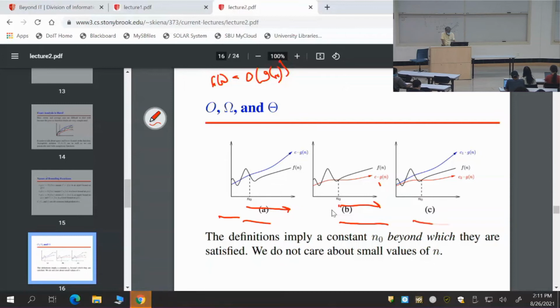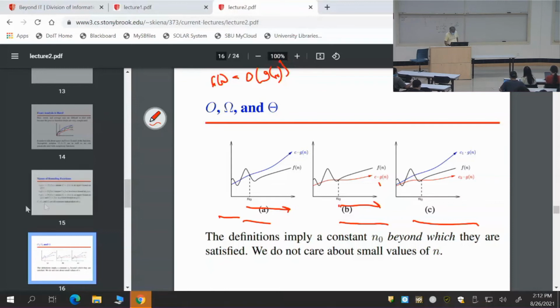And here is the theta case. We have two constants, one of which times g of n gives me an upper bound, and the other gives me a lower bound. Okay? And if g of n is both an upper bound and a lower bound, it's a tight bound. And that's what we like. Any questions?